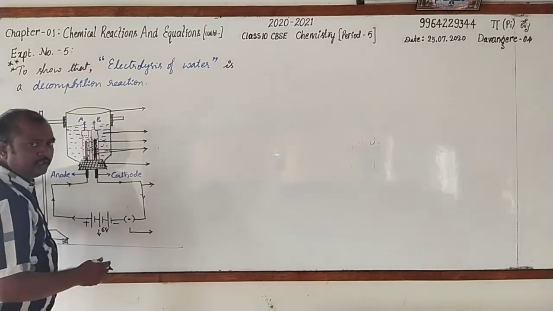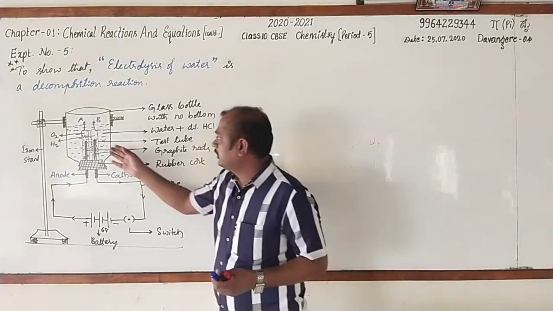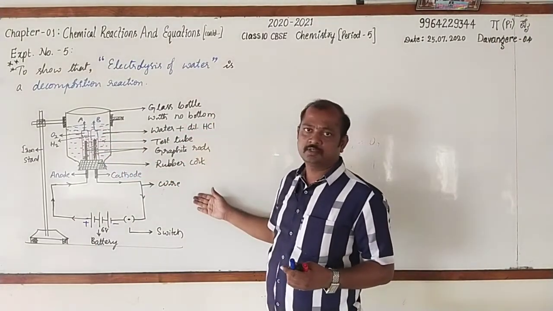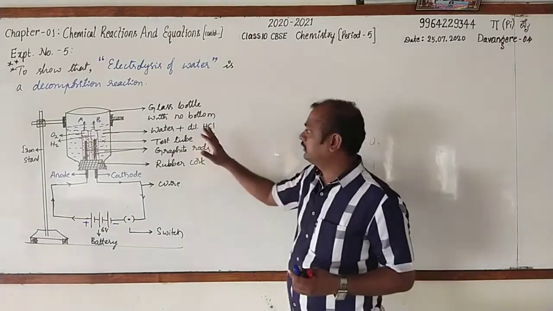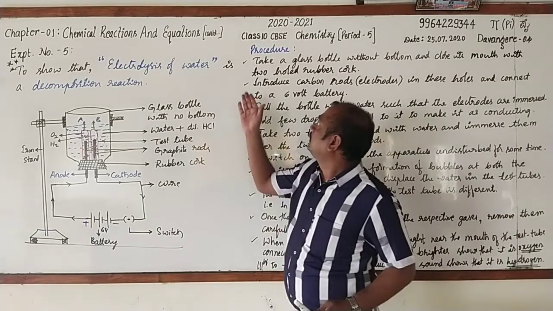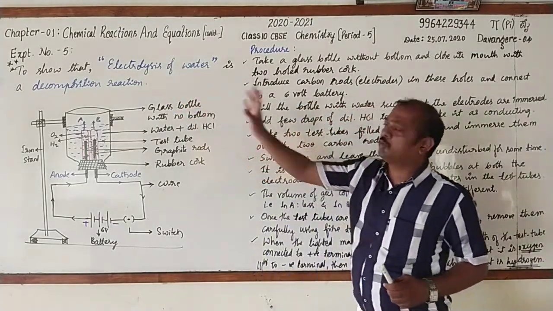Yes, go for drawing and labeling the parts yourself. Now, you have already drawn and labeled, you just go for checking it. Now, I will go for writing the procedure of this. Here I have written the procedure related to electrolysis of water.